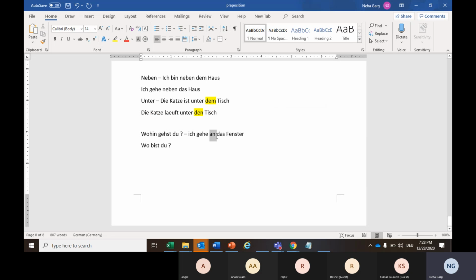Now I'm giving these examples so that you know where to use which preposition and in which case. Similarly, let's say I am already at the window and somebody is asking me, wo bist du? Where are you? Since I'm there already, I would be saying, ich bin an dem Fenster. I am at the window.